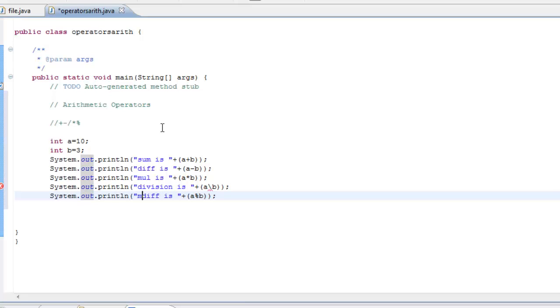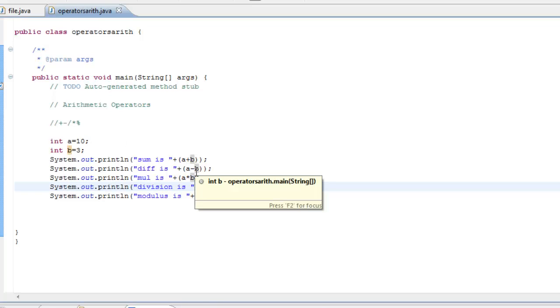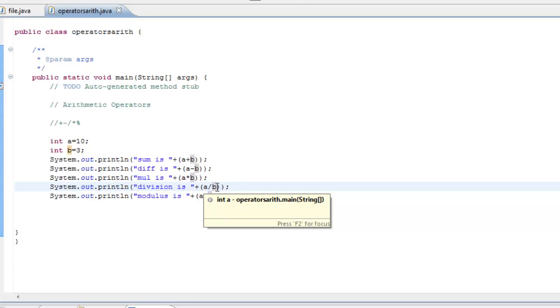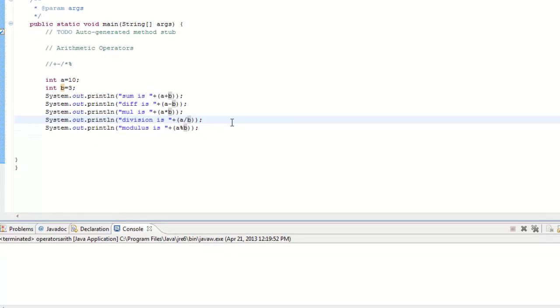So I can say modulus is. So a plus b gives us 13, a minus b gives us 7, a into b gives us 30, a divided by b gives us, this is an integer division, so int divided by int, the result will always be int. In case this is float, or in case either of the two is float, then the result will come out to be float. We'll just in a moment see the difference.